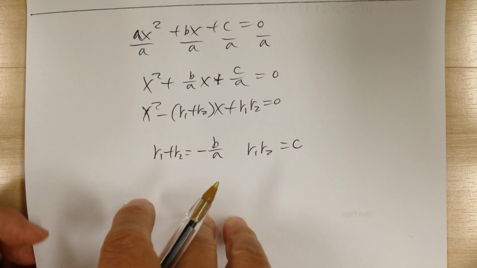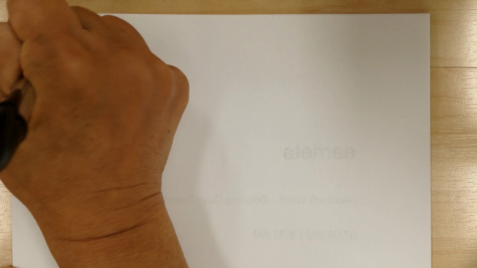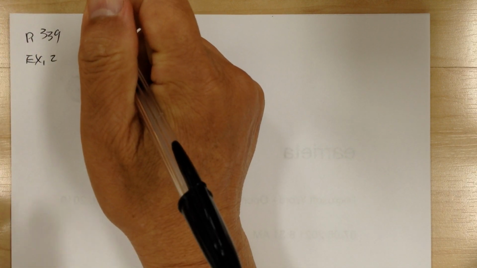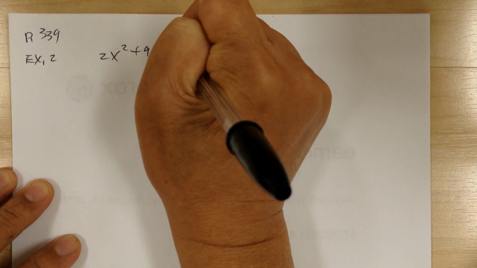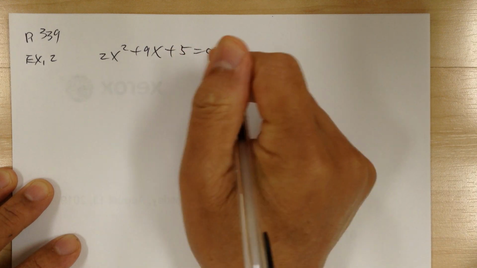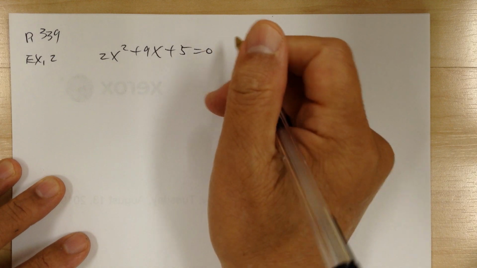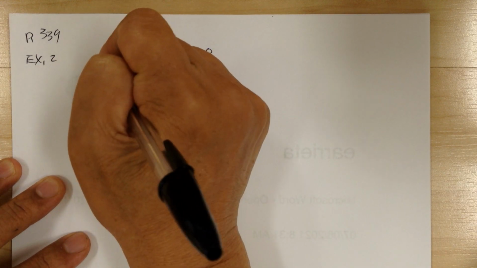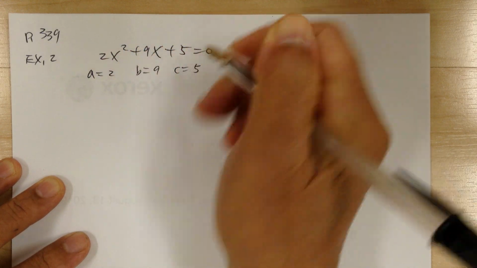Okay, let's go to example 2. It says find the roots of 2x squared plus 9x plus 5 equal to 0. Find the roots and check your answer by using the theorem of the sum and the product of the roots. Okay, so this is not factorable, so you have to use the quadratic formula to find the roots. So a equals 2, b equals 9, c equals 5.